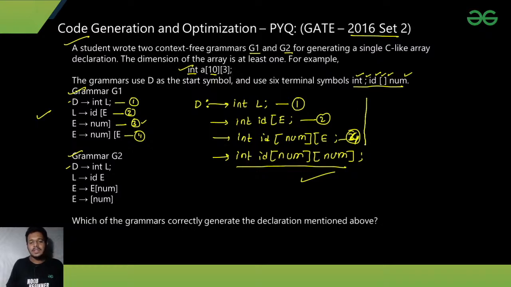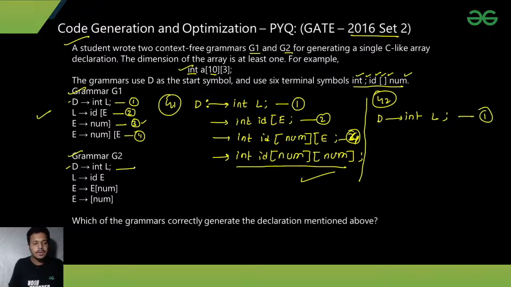Now let's check whether grammar G2 can generate this one or not. That was for grammar G1, now let's check grammar G2. Our starting symbol is D, and for D we have only one production rule: D goes to integer L. So this is production rule 1. Let's number the rules 1, 2, 3 and 4. This is the correct one.